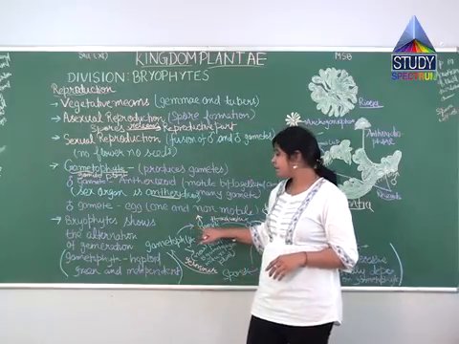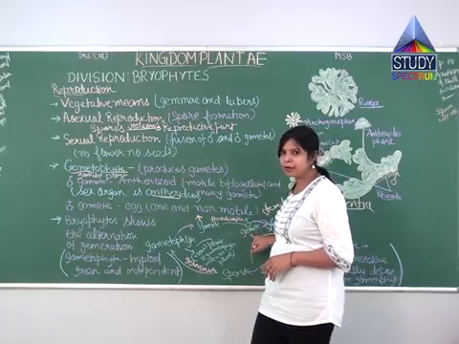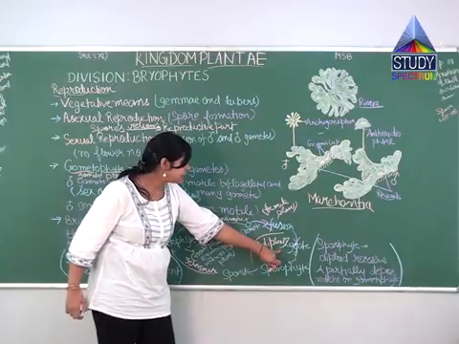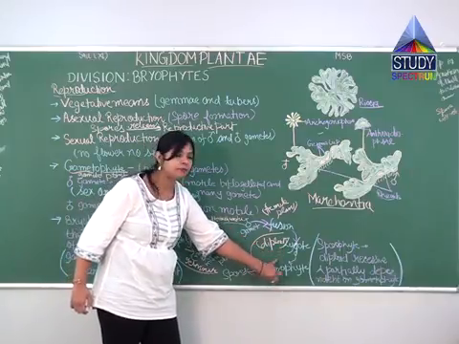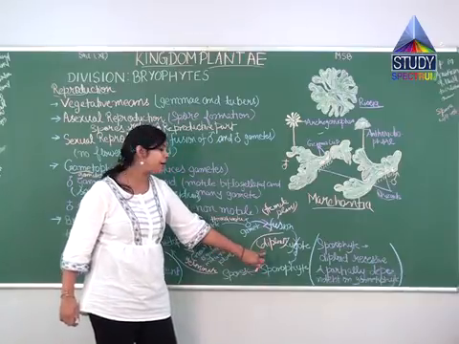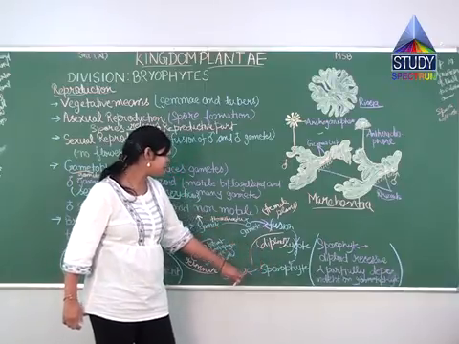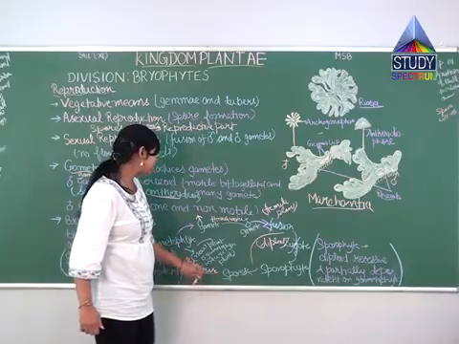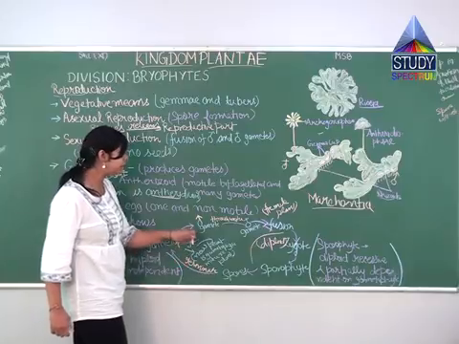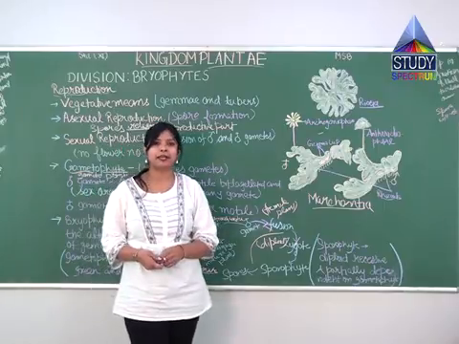A male gamete, which is motile and biflagellated, through water will reach the female body, and there they will fuse and form the zygote. This zygote will again divide and form the sporophyte, which will be diploid, recessive and partially dependent on the gametophyte. After that, this sporophyte will release the spores, and these spores will again germinate into the mature gametophyte plant, which will be haploid in nature. So this is all about the reproductive cycle in bryophytes.